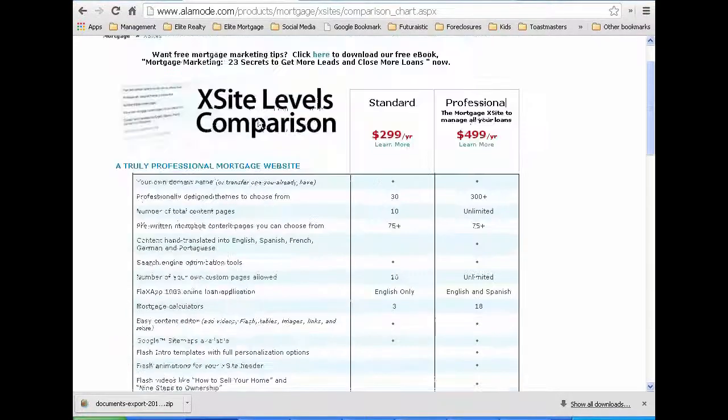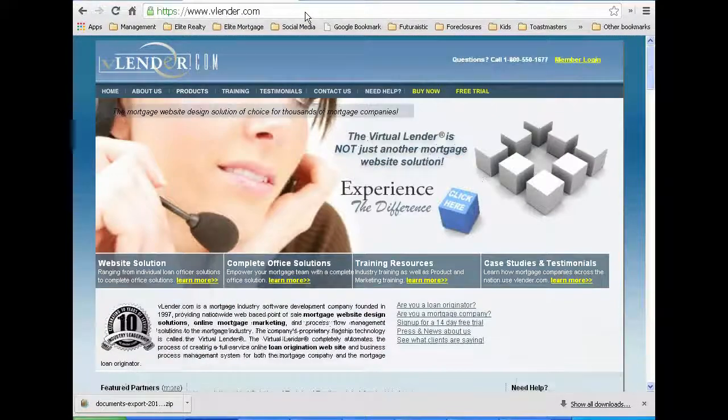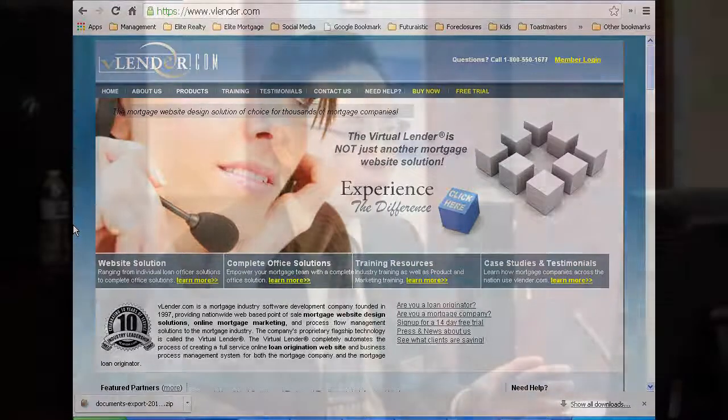Another one, if you guys don't have a website, go to vlender.com. These are your two most common templated websites that you can get, and you can customize it. If you ask anybody who's been a mortgage broker, they'll refer to these two. These two are the most popular and easy to use. You can change stuff on the fly.